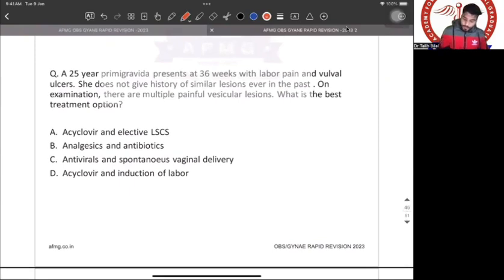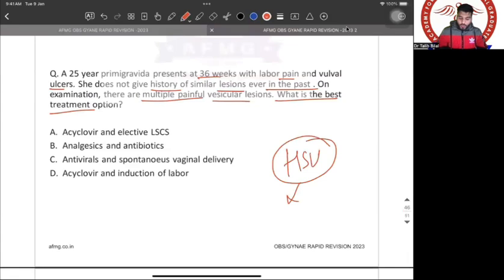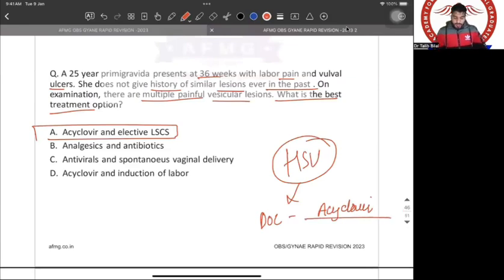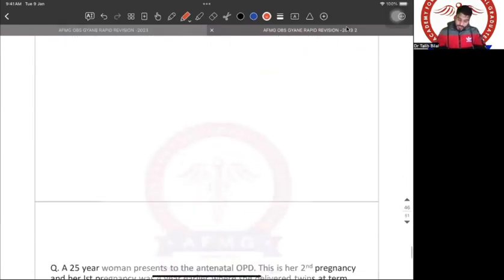A 25-year-old primigravida presents at 36 weeks with labor pain and vulval ulcers. She does not give a history of similar lesions ever in the past. On examination, there are multiple painful vesicular lesions. What is the best treatment? So, guys, what is your diagnosis? It's herpes simplex virus. You already know the drug of choice is acyclovir, and we'll go with an elective cesarean section. Why, guys? So that the virus will not be transmitted to the baby. And for HSV, what is the drug of choice? It's acyclovir. So acyclovir and lower segment cesarean section. Is that okay? Next question.